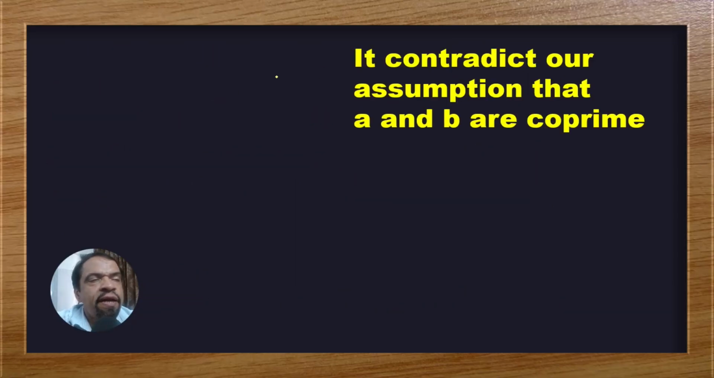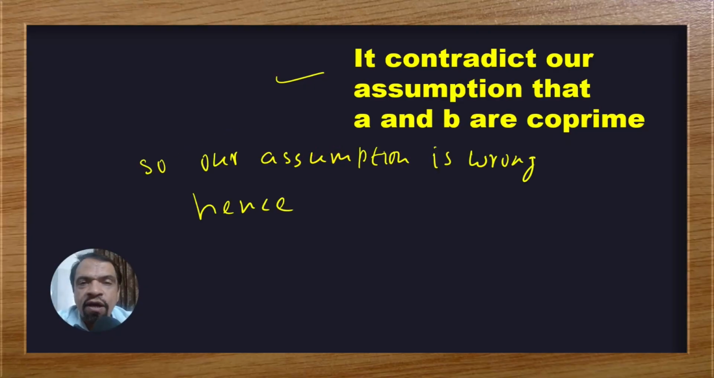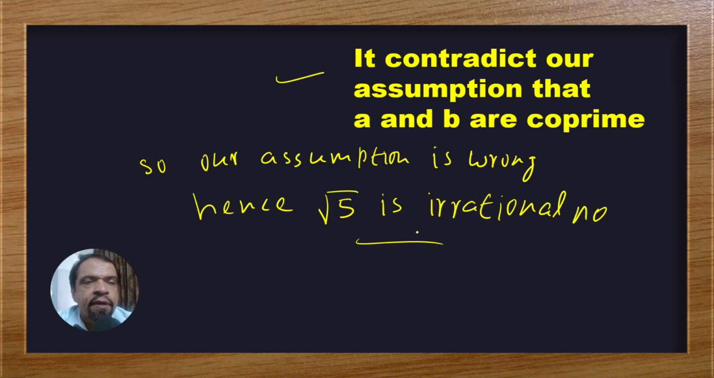So we'll write here, it contradicts our assumption that a and b are co-prime. Our assumption is wrong. Our assumption was root 5 is rational, but we prove here our assumption is wrong. It means root 5 is irrational. Hence proved.